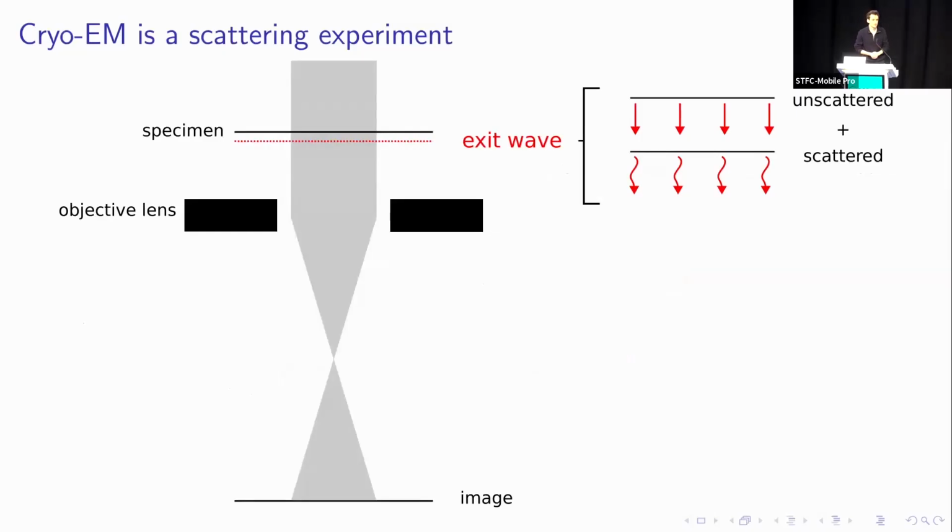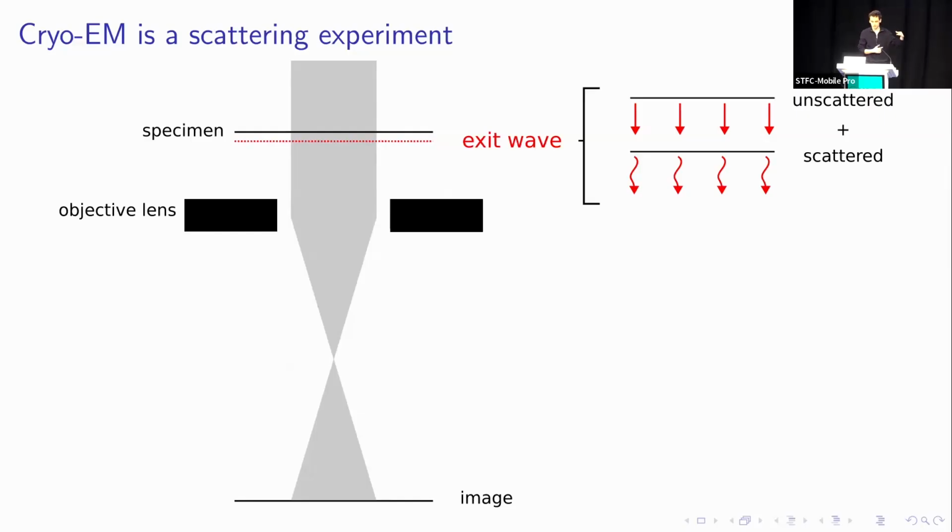So I have here a very simplified diagram that shows an electron microscope. You have your specimen on the top that gets irradiated by an electron beam. And the wave that forms at the exit face of the specimen is formed of an unscattered contribution and a scattered wave that's formed by interaction of the incident wave with the sample. The exit wave is then focused down by the objective lens in order to form an image.